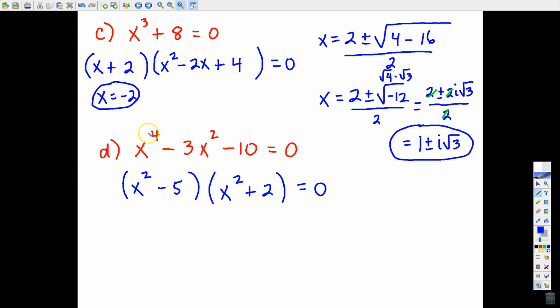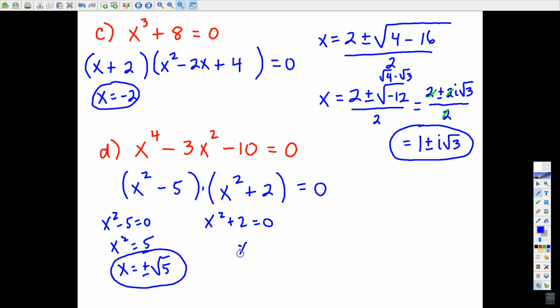So now, again, we're looking for 4 solutions. Let's let each of these factors equal 0 and solve for x. So x squared is equal to 5. X is going to be plus minus the square root of 5. 2 solutions. Over here, x squared is going to be negative 2. X is going to be plus minus i. Remember, it's the square root of a negative number. i times the square root of 2. There's 2 more solutions for a total of 4 solutions.